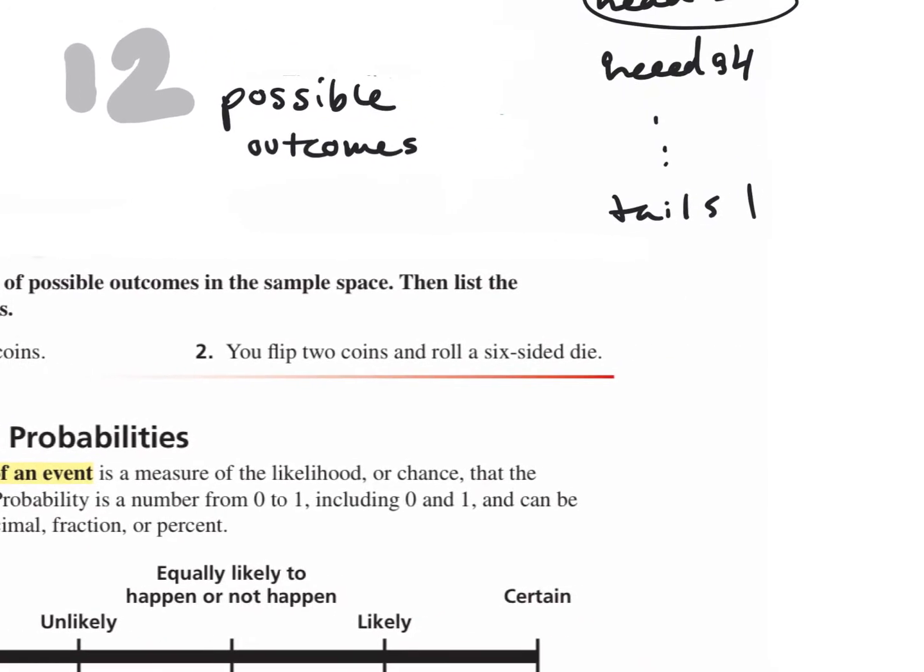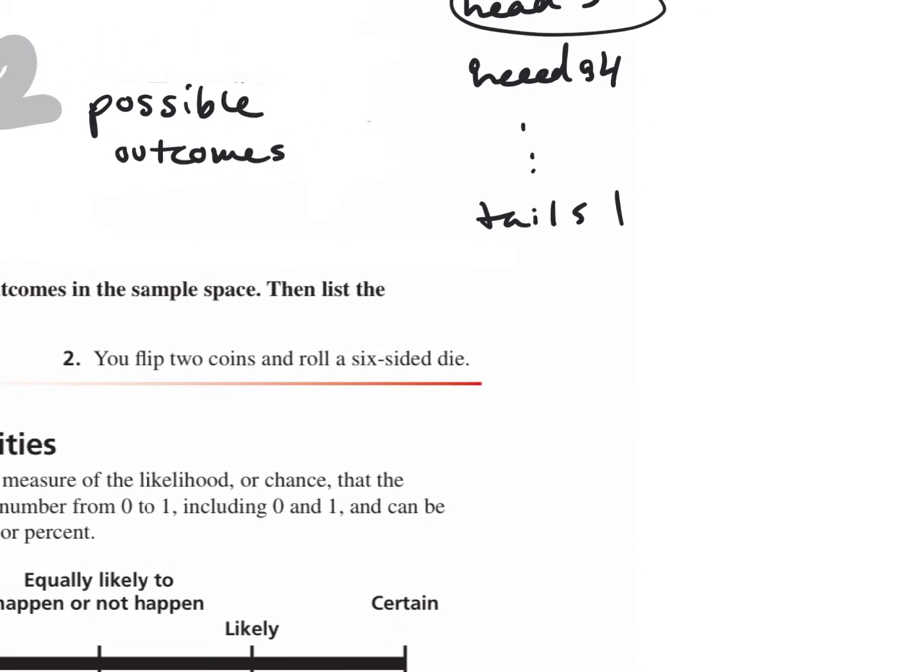Alright, let's look at number 2. You flip 2 coins and roll a 6-sided die. If we flip 1 coin, what are 2 possible outcomes? Heads and tails. And then we flip another coin, what are 2 possible outcomes? Heads and tails. And then we roll a 6-sided die. Let's say we got heads the first time, heads the second time. Then we have 6 possible outcomes the next time because it could be a 1, 2, 3, 4, 5, or 6.